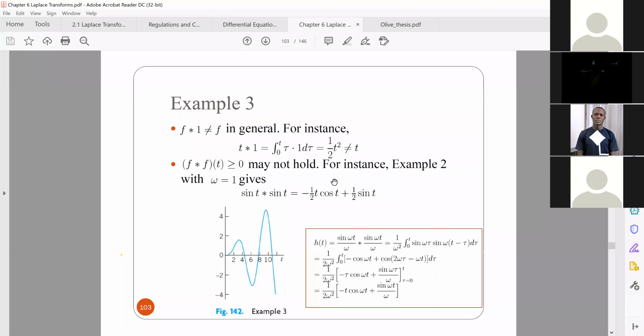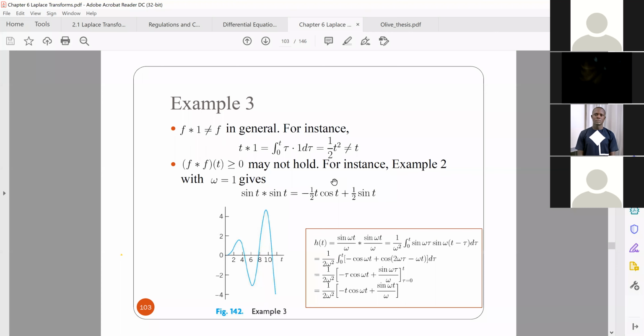This I also found interesting. You'd expect that if you convolve a function f with 1, you'll get f, but it isn't true, and they show you why. If you convolve t with 1, you end up with half t squared, which is obviously not equal to t. Also, if you convolve two functions, you might end up with a value that's not positive, unlike multiplication, where you always end up with a value greater than 0. This is just pointing out that it might not.